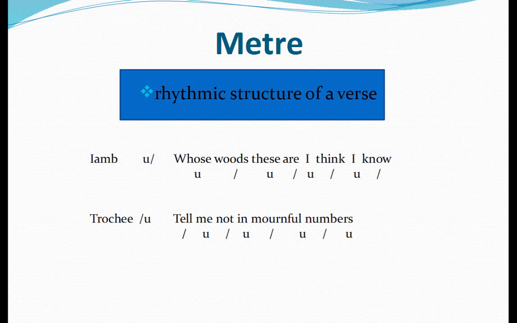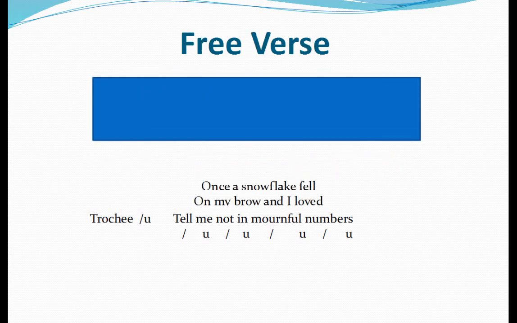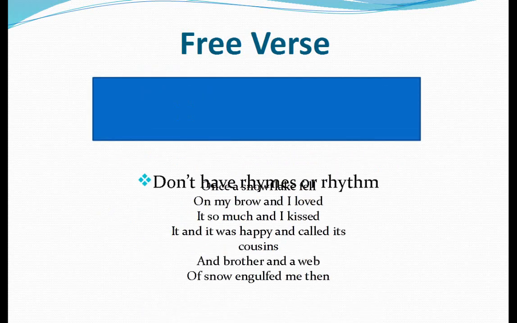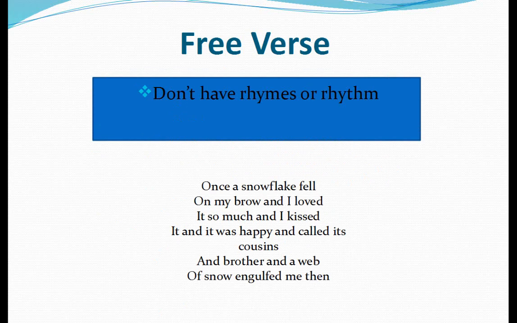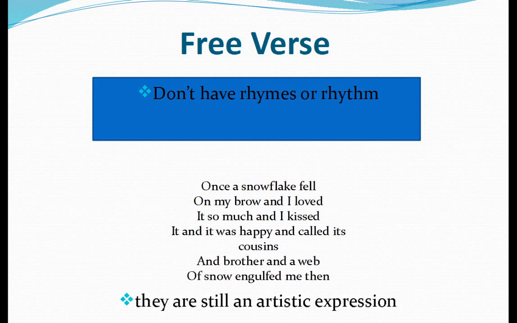Sometimes lines don't follow rhymes or rhythm. In this case, we call them free verses. They are still an artistic expression, as you can see in the example. Once a snowflake fell on my brow and I laughed it so much and I kissed it and it was happy and called its cousins and brother and a web of snow engulfed me then. The text still looks like a typical poem, it just doesn't have rhymes. That's what we call a free verse.